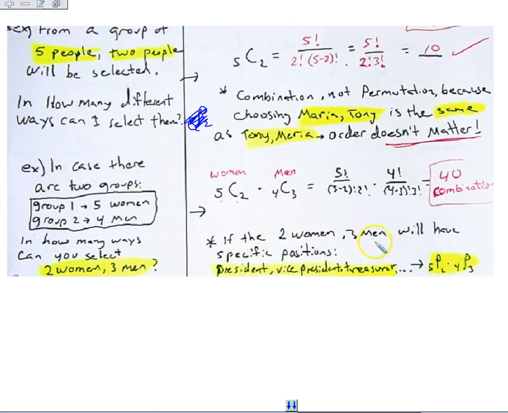And if the 2 women and 3 men had specific positions, president, vice president, treasurer, again, it wouldn't be the choose formula, it would be the permutation formula right here. All right, I'll continue with a few other examples.